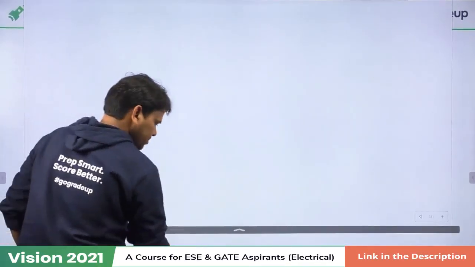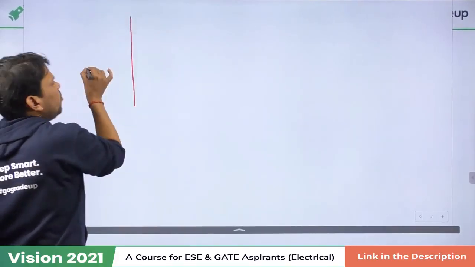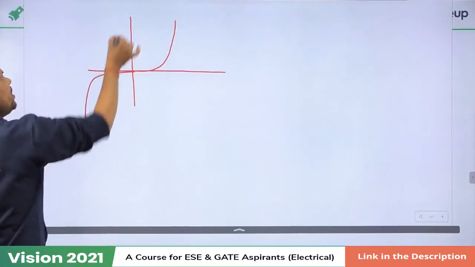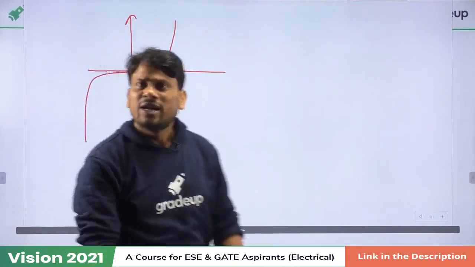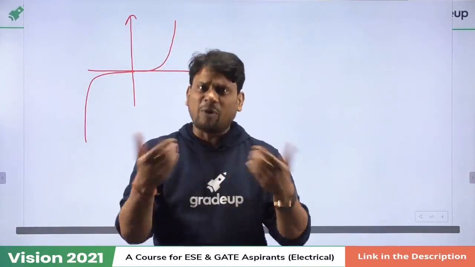Now I'm going to take one example here, beta. Let us assume this is the VI characteristics of a diode. Please mind it, this is the VI characteristics of a diode. Now somebody please tell me, is a diode a non-linear device or linear, performance-wise?